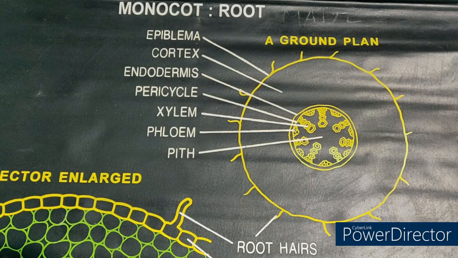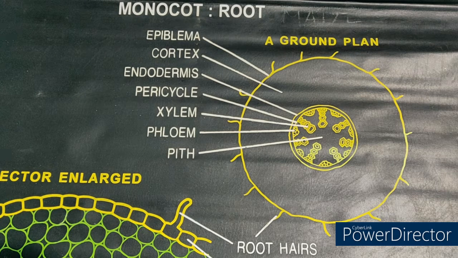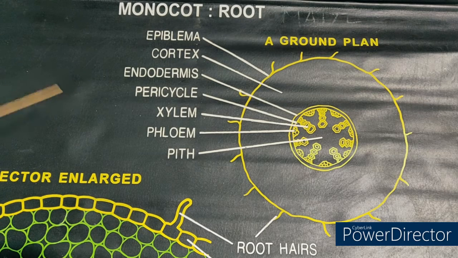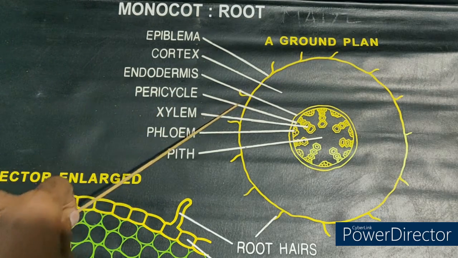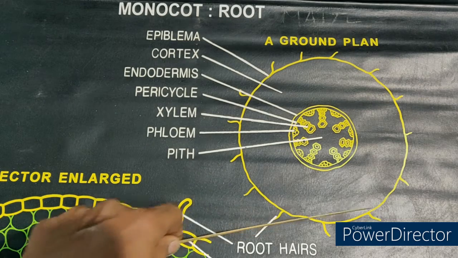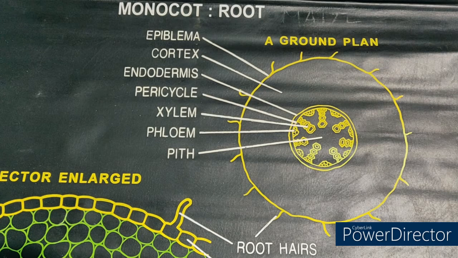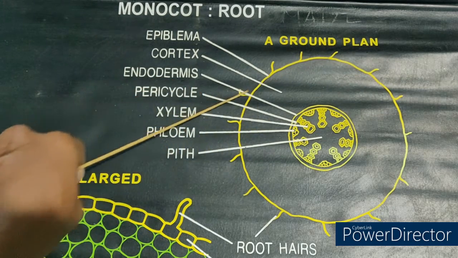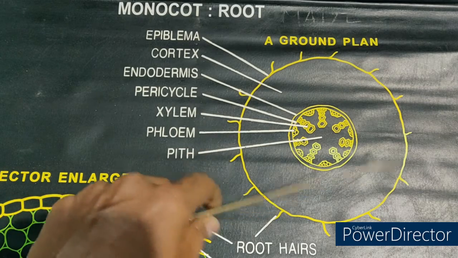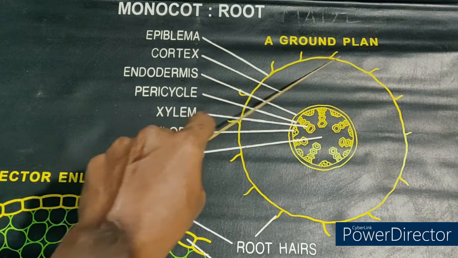The next we are going to learn is monocot root. First let us finish with the ground plan, then we'll go to the full structure. The ground plan describes the four important structures you have learned in dicot root. First one is the presence of the outermost epidermis, which is also known as epiblema or rhizodermis, like your dicot root. In monocot root also, the outer epidermis is known as epiblema or rhizodermis. Then next to this epidermis, the outermost line is epidermis.